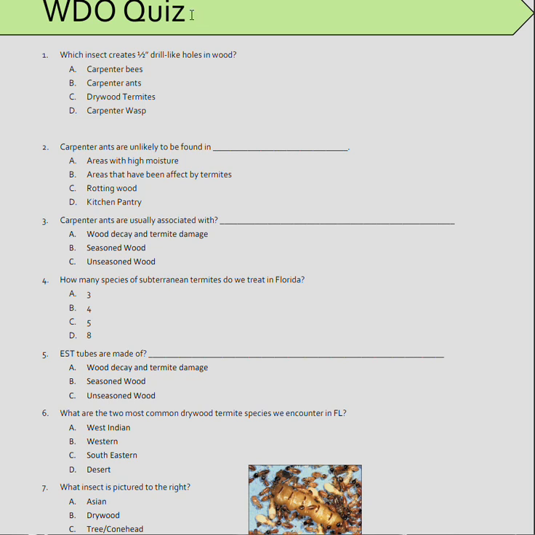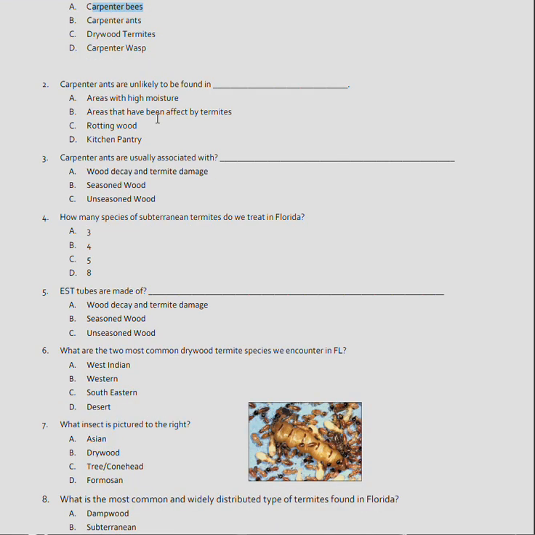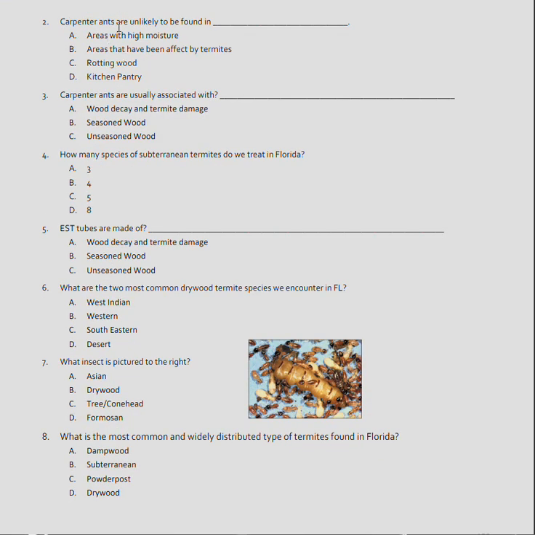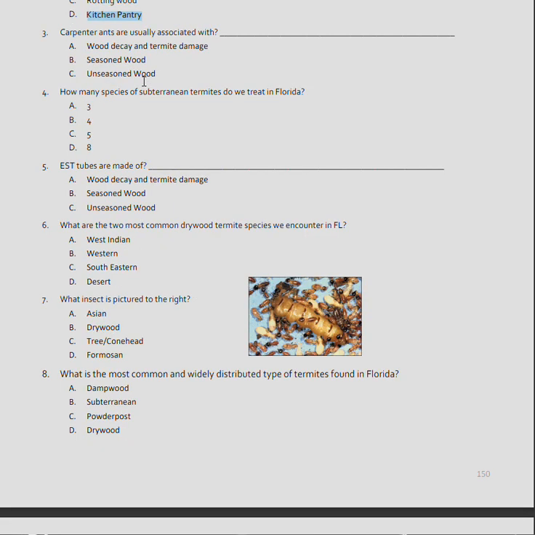Which insect creates a 1/2 inch drill-like holes in the wood? Answer: carpenter bees. Carpenter ants are unlikely to be found in. Answer: kitchen pantry. Carpenter ants are usually associated with wood decay and termite damage.